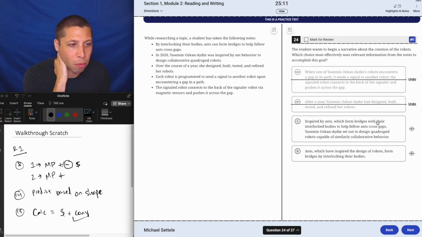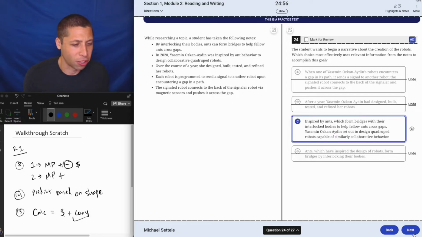Inspired by ants, which form bridges with their interlocked bodies to help fellow ants cross gaps, this person set out to design quadruped robots capable of similarly, okay, that sounds like an intro. It sounds like a narrative, I guess. Ants, which have inspired the design of robots, form bridges. No, okay. I think this is it. This is a weird instruction, but fine.